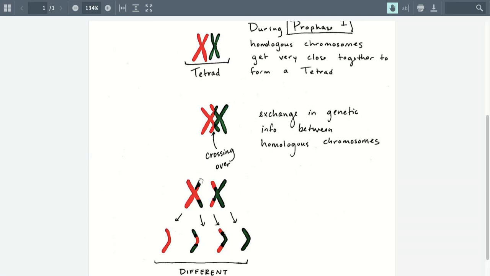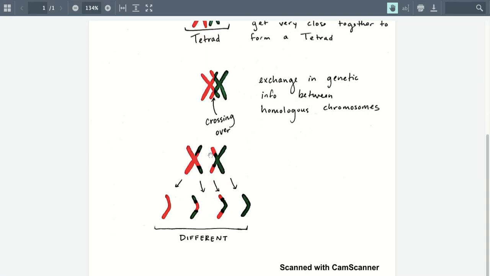So now we've got these chromosomes. We have here a duplicated chromosome, but there's a little exchange here between this red chromosome and this green chromosome. And then there's a little swapped portion with this red chromosome on this green chromosome. Eventually, as the process of telophase and cytokinesis 1 occurs, and then telophase and cytokinesis 2 occurs, we end up with 4 cells, each with a different chromosome.